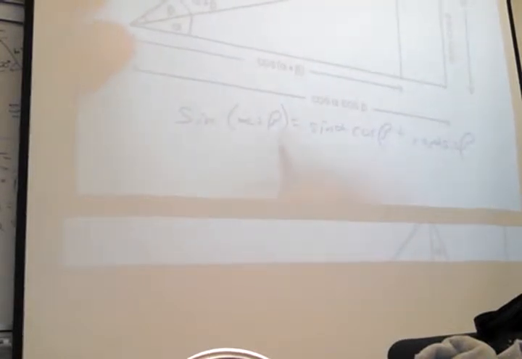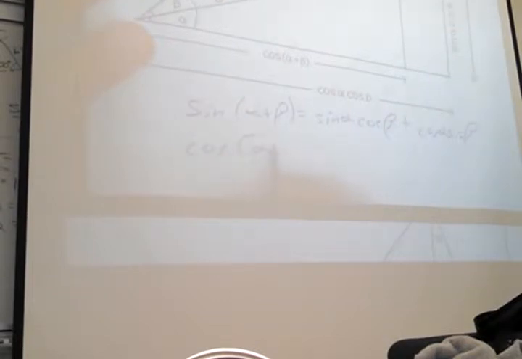And what's cosine of alpha plus beta? That's actually equal to cosine alpha, it's equal to this, that's too much. So minus how much? Sine alpha sine beta. Sine alpha sine beta? Yeah.